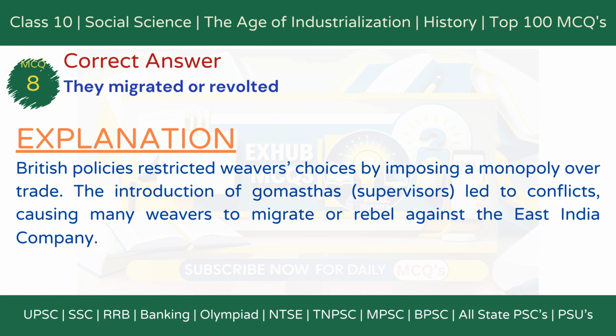The correct answer is option B. They migrated or revolted. Explanation. British policies restricted weavers' choices by imposing a monopoly over trade. The introduction of Gomasthas, supervisors, led to conflicts, causing many weavers to migrate or rebel against the East India Company.